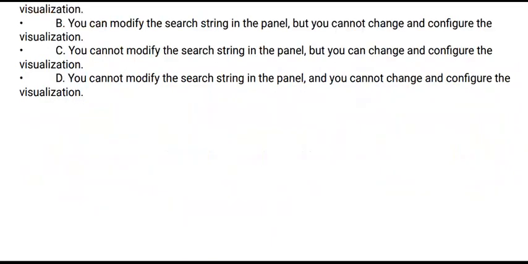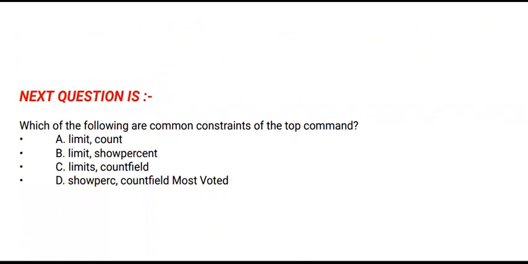The correct option is option C. Next question is, which of the following are common constraints of the top command. Options are option A, limit count. Option B, limit show percent. Option C, limits count field. And option D, show perk count field most voted. The correct option is option D.